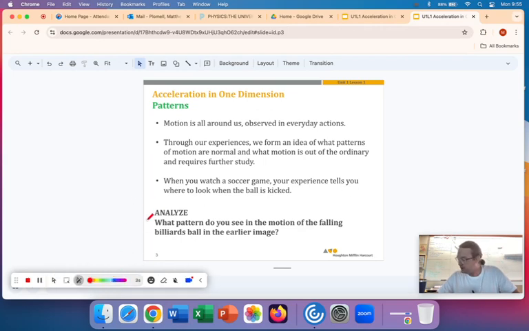Today we're going to think of patterns in motion. Motion is all around us. We can observe it in many everyday actions. Through our experiences, we form an idea of what patterns of motion are normal and what motion is out of the ordinary and requires further study.